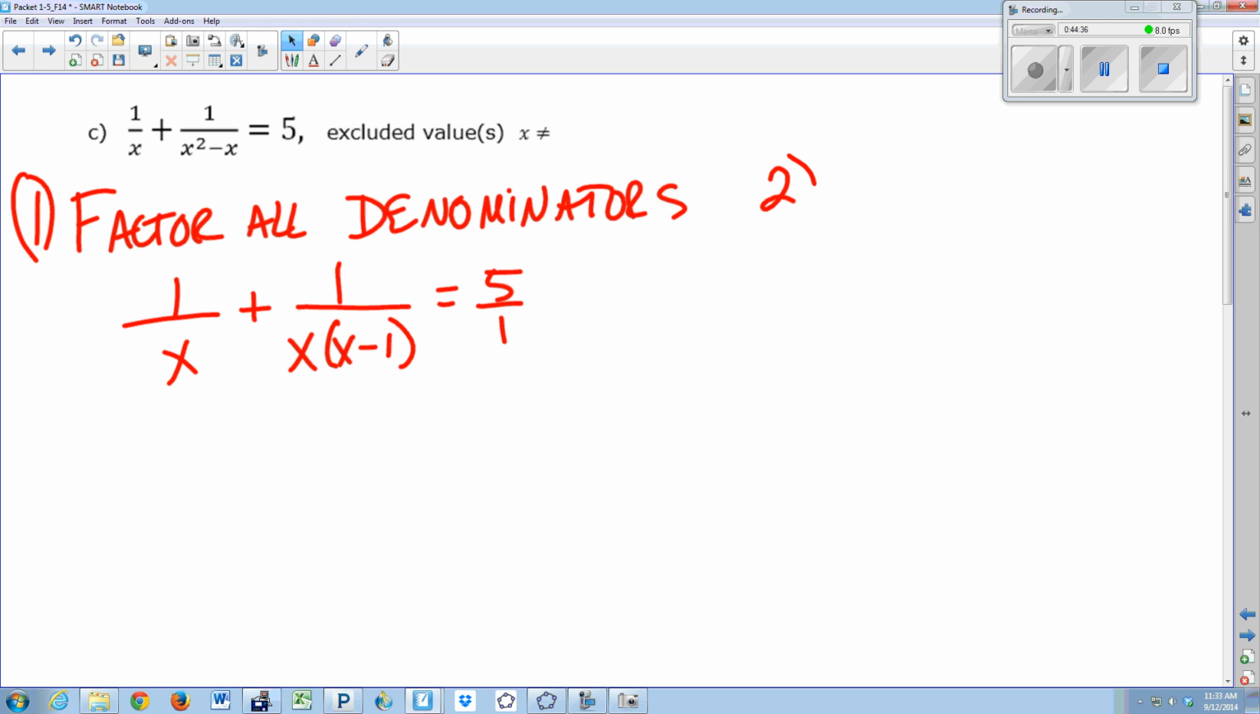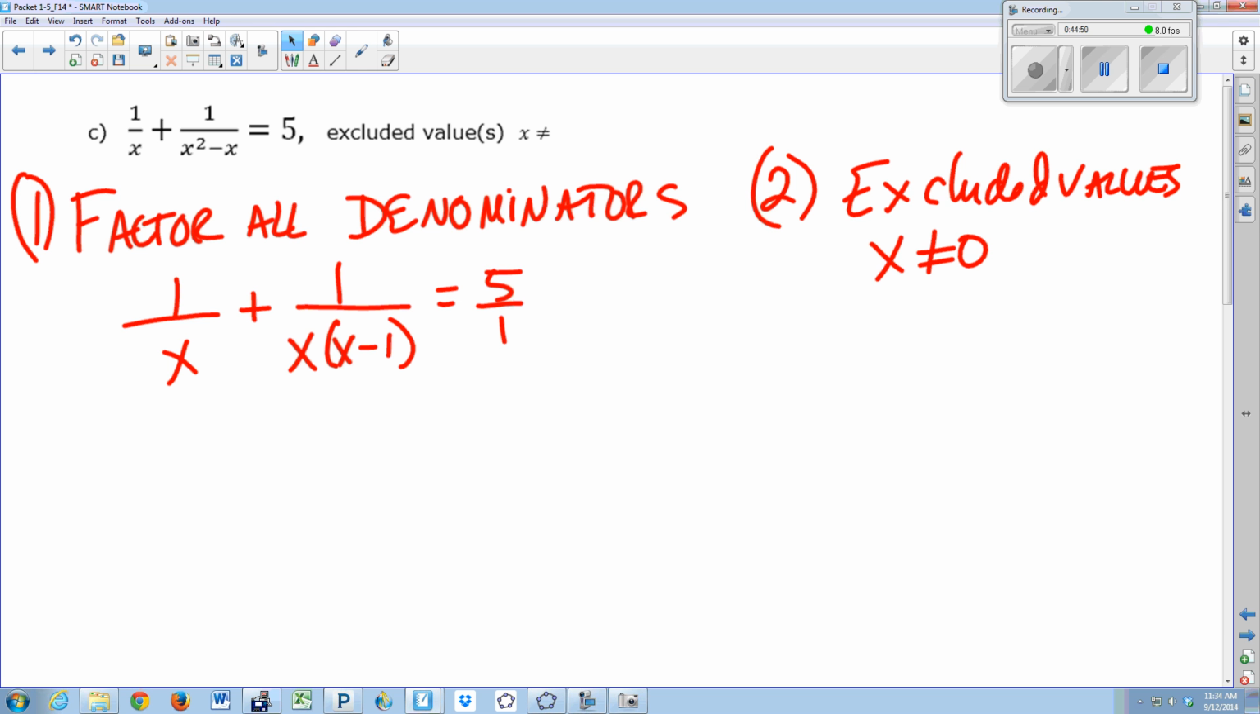The second step, and if it's already factored, then this second step becomes your first step: find your excluded values. We just said our excluded values are x cannot be 0 and x cannot be 1. So if we go through all this work and we get one of those answers, we have to throw it out. It's not good.